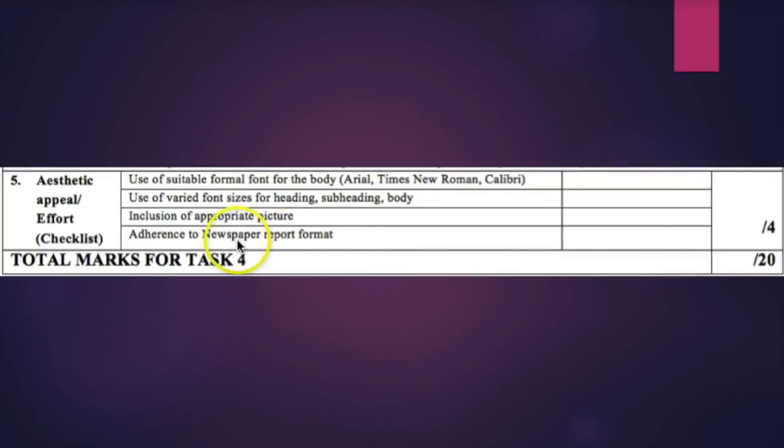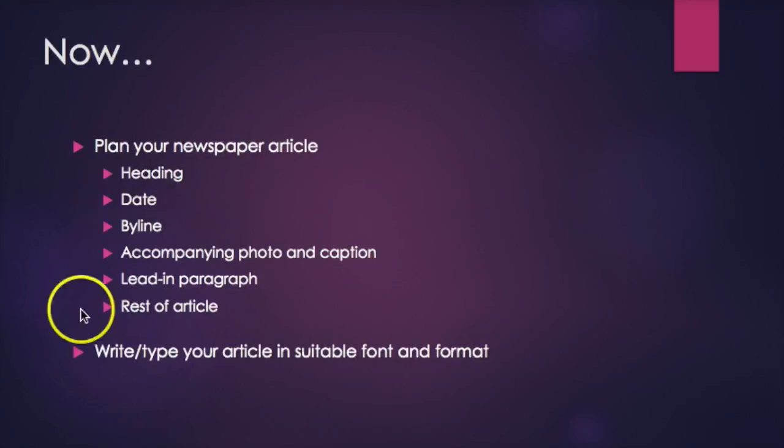And lastly, we will see if you adhere to the newspaper report formats. The total marks for this is 20. So now, what do you need to do? Firstly, you need to plan your newspaper article. I suggest you sketch this out instead of typing it straight away. Make sure you've got all of these.